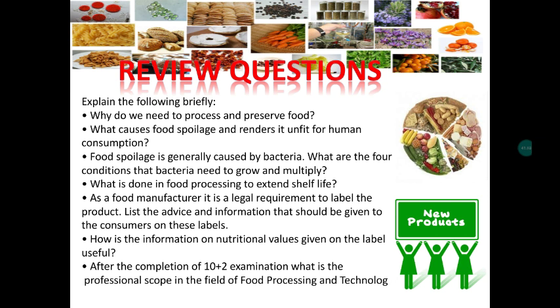Next, as a food manufacturer, it is a legal requirement to label the product. List the advice and information that should be given to the consumer on these labels. There are 5 or 6 main pieces of information a label should have. That is manufacturing company name, manufacturing date, expiry date, ingredients, company name, their logo, and MRP. These are some information any label must have. Clear? So you have to write this information.